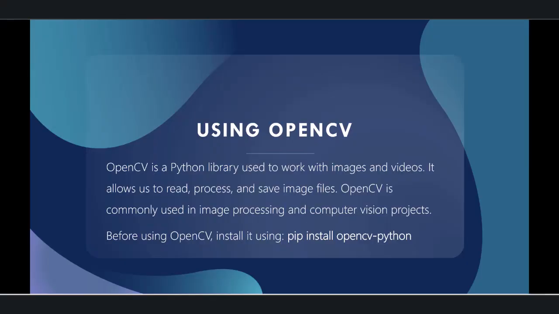The second method is using the OpenCV library. OpenCV stands for Open Source Computer Vision Library. It is mainly used to work with images and videos like Pillow. OpenCV can also open an image and save image files. It also provides many other features for image processing. But in this video, we'll only focus on saving an image.